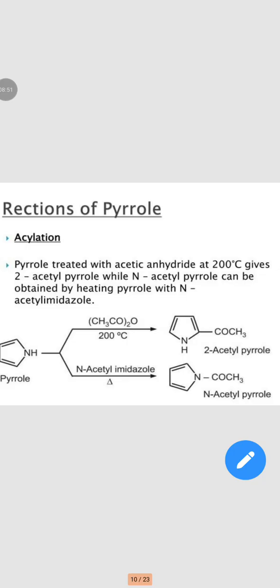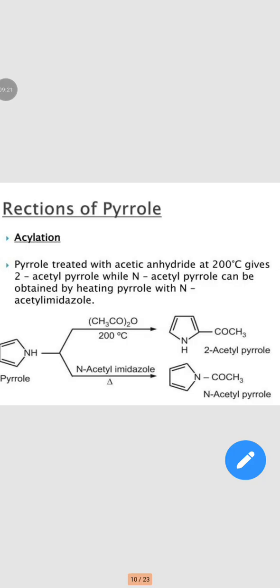So, the first chemical reaction is pyrrole treated with acetic anhydride, (CH3CO)2O. It is heated at 200 degrees Celsius to form 2-acetyl pyrrole. The acetyl group is obtained at the second position. So, 2-acetyl pyrrole is obtained.